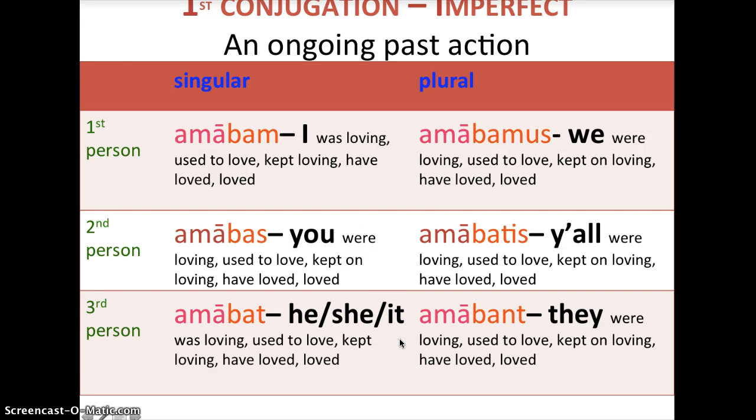So when you guys are the experts in your groups, you can mention that there are lots of different ways to translate the imperfect as an ongoing past action, like I was loving, I used to love. But you could just emphasize that was loving is fine enough.